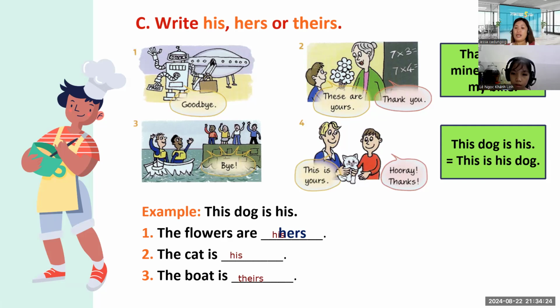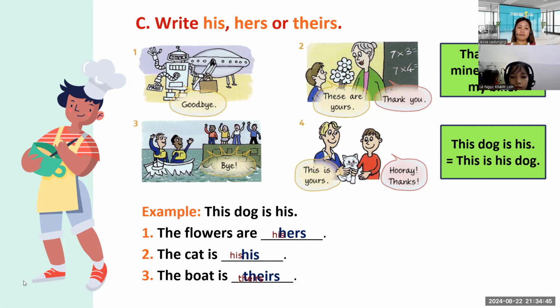Next, number 2. The cat is his, correct? Because this man gave the cat already to this little boy. And number 3, the boat is theirs. Correct. Because there it's more than one.